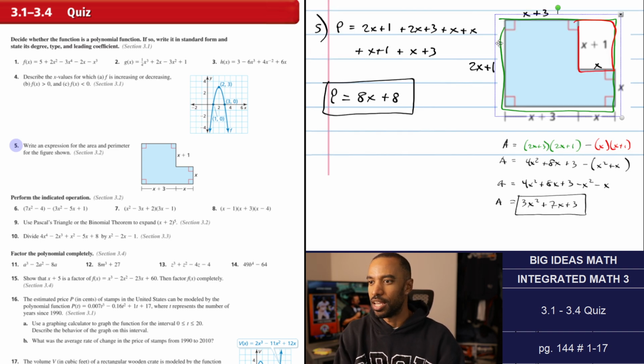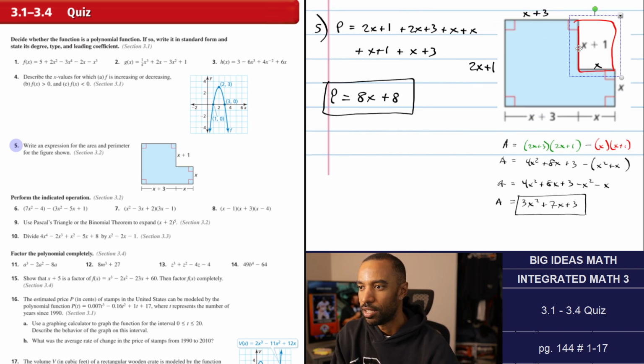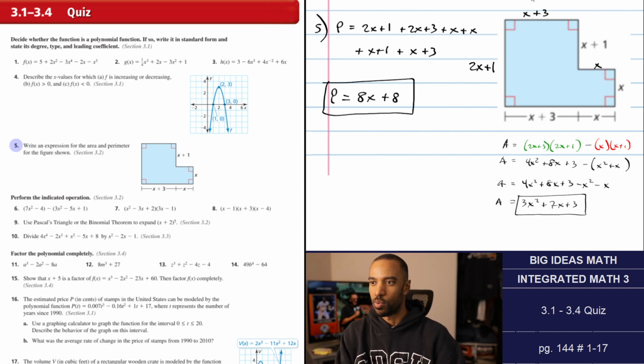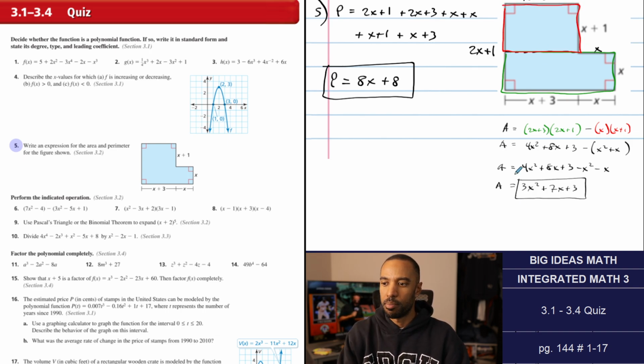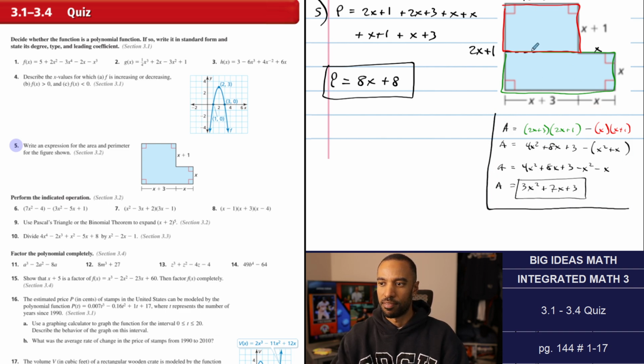So there's one version. Now what's a second version? A second version is we can add the two smaller versions of these rectangles that you see here. There is dividing this up into this. We can take this rectangle plus this rectangle, for example. So those two separate areas. Let's try that one. Make sure we still get the same answer when we simplify everything. 3x squared plus 7x plus 3.